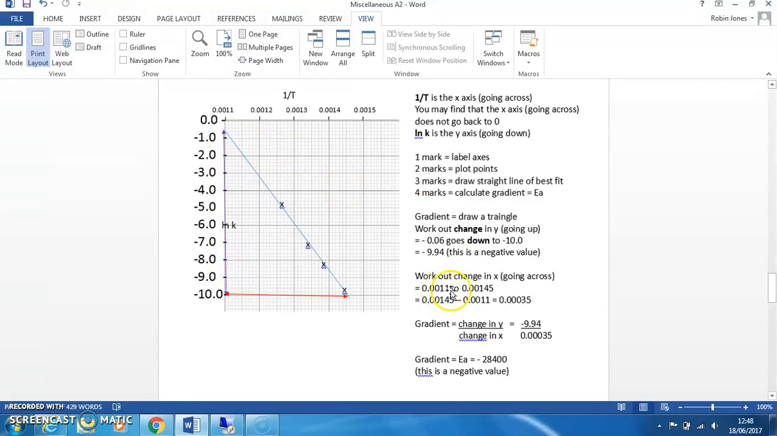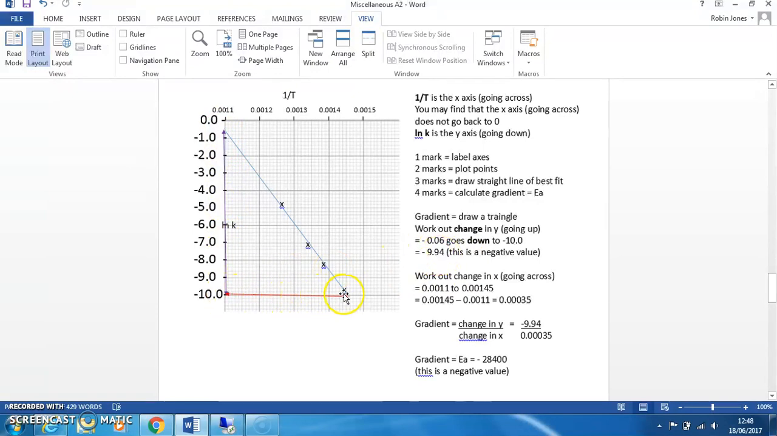So it starts at minus 0.06, and it comes down to minus 10. I've made my triangle quite convenient in that way, and so I've worked out that it's gone down by minus 9.94. So I've taken the two numbers away here, 0.06 and 10, and I've realised it's coming down. So I'm going from here down to here, and so that's a negative value, minus 9.94.